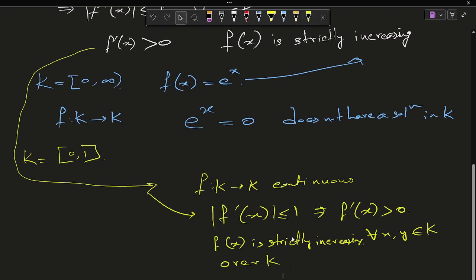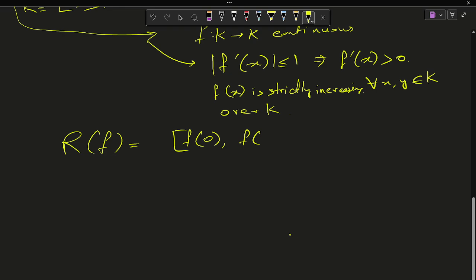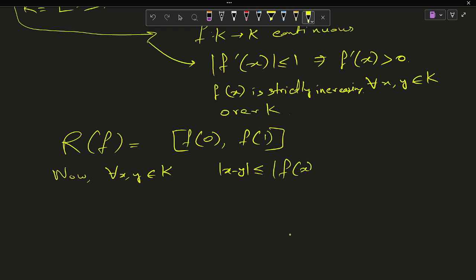So now what will be the range of f? So my range of f will be what? That will be mod of f0 minus f1, sorry, that is from f0 to f1. Now for all x and y belonging to K, we can see that mod of x minus y is less than or equal to, this is given.